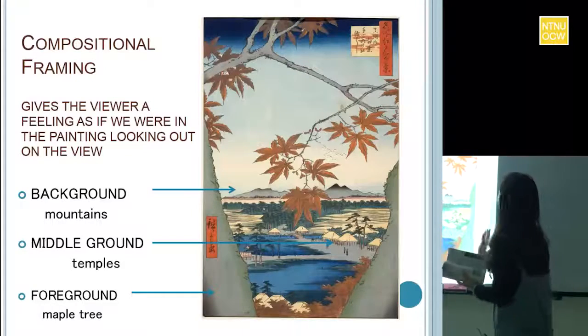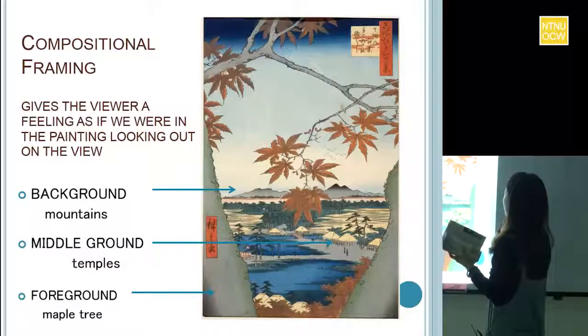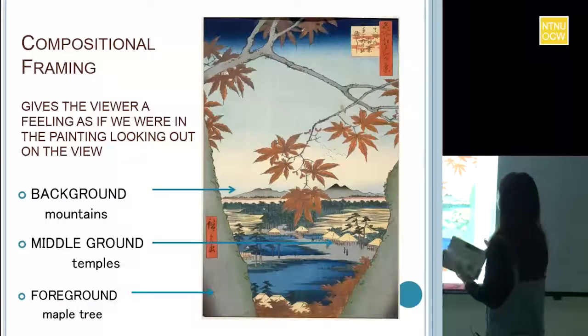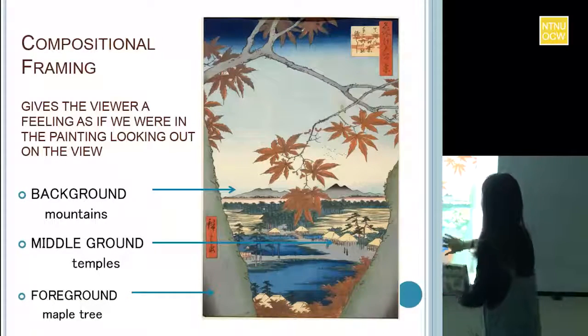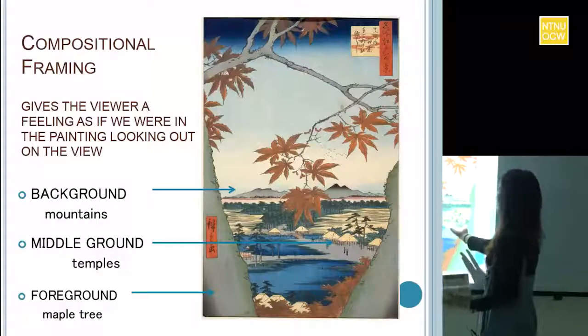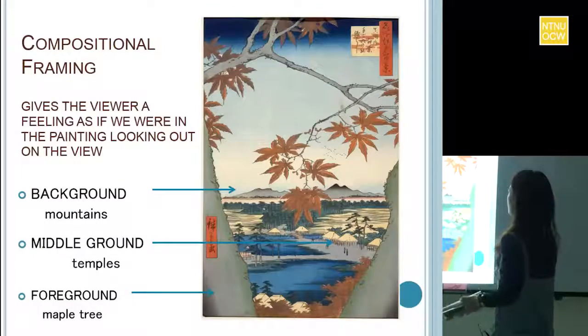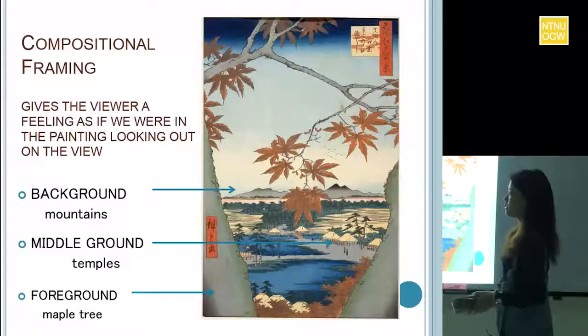So the maple trees form a frame that makes us feel like we are really close to it, so we can see through these maple trees and watch the same view as the painter. Is that what compositional framing means?